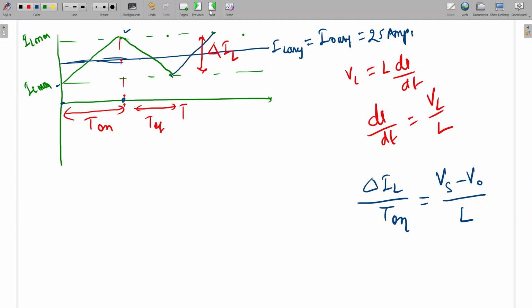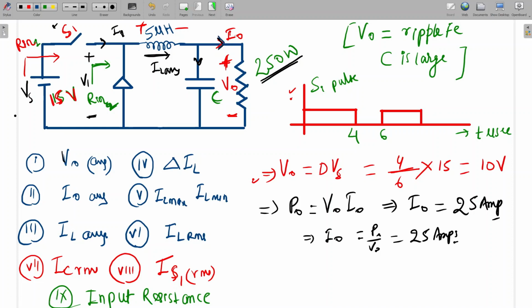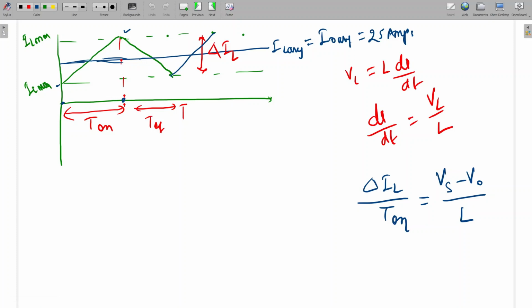Okay. So see here, we have already calculated the output current. So the capacitor average current will be zero, so this average current will be equal to the inductor average current. So here, the middle point I am writing as the inductor average current. This will be the minimum value. This will be the maximum value.